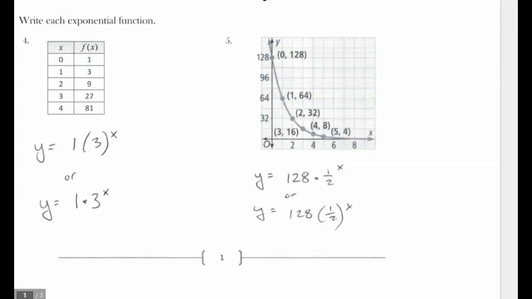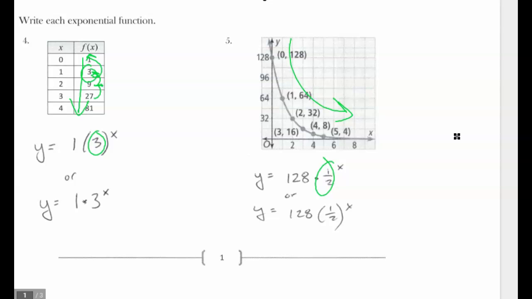Write your exponential functions. If it's growth and your numbers are getting bigger, then this number should be greater than 1. If it's decay and your numbers are getting smaller, this number should be less than 1. How do I figure this number out? Well, I just take any number and I divide it by the previous term. 3 divided by 1, 3. Or 9 divided by 3, 3. 27 divided by 9, 3.